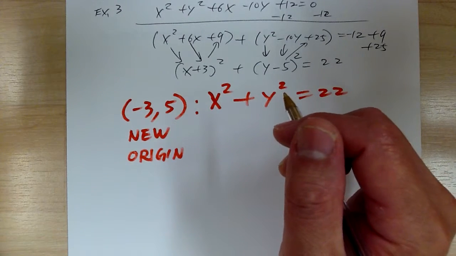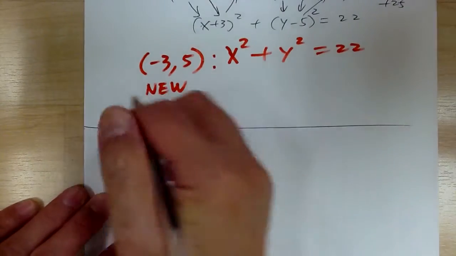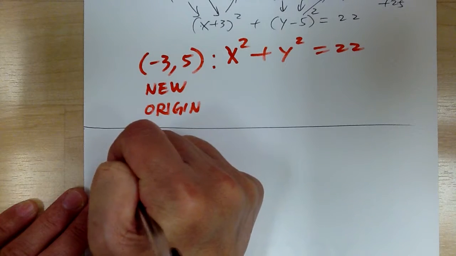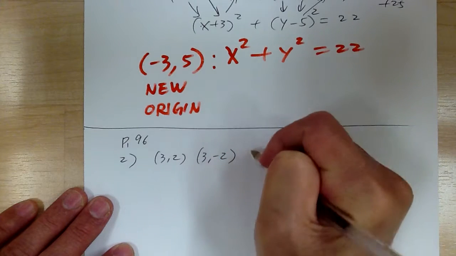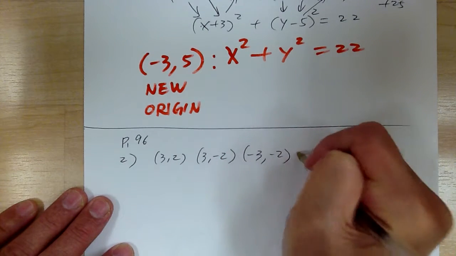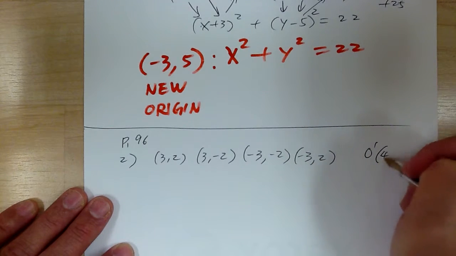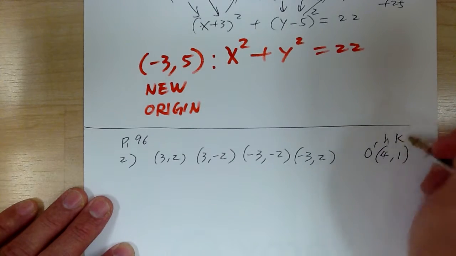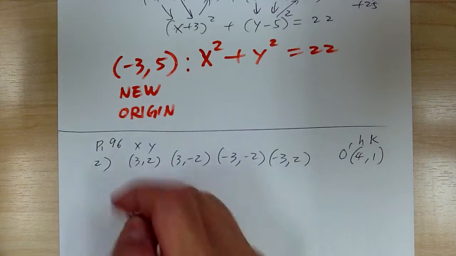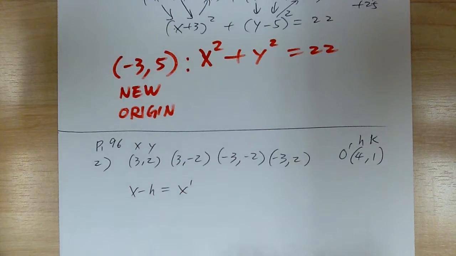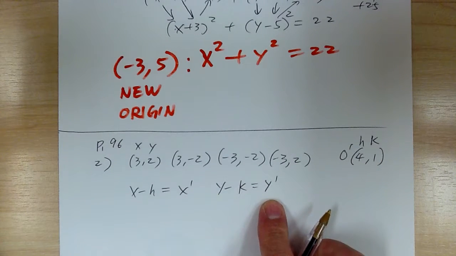Now let's go and do some examples. Let's do number 2, page 96, number 2. You've got 3, 2; 3, -2; -3, -2; and -3, 2, and the new origin is 4, 1. So this is your h and k, and that's your x and y. Remember, x minus h equals x prime, and y minus k equals y prime. This is easy to memorize.